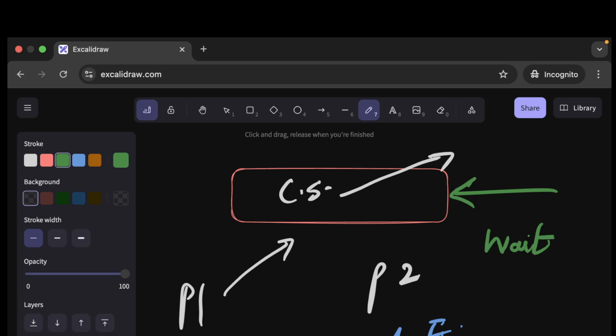So flag 1 equal to true. So I'm going to have two processes, right? The process that wants to enter is going to make its flag 0 true, saying that I want to enter. So flag 1 is equal to true.